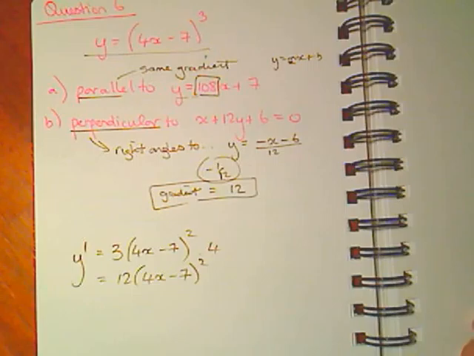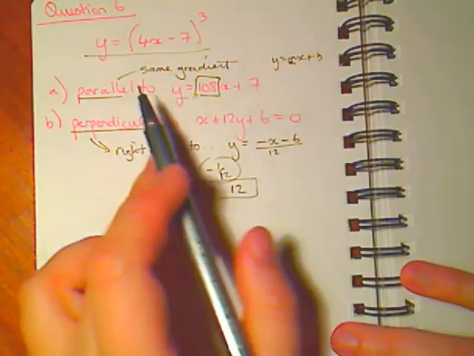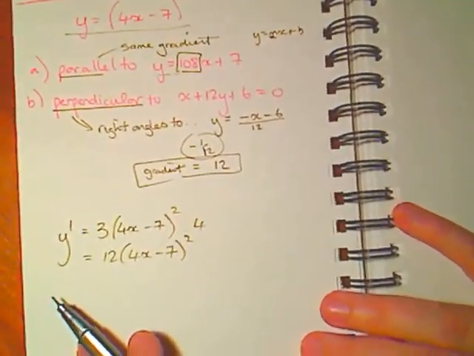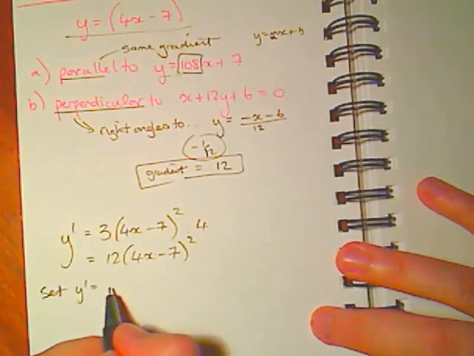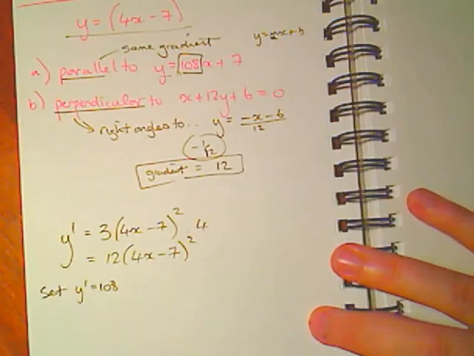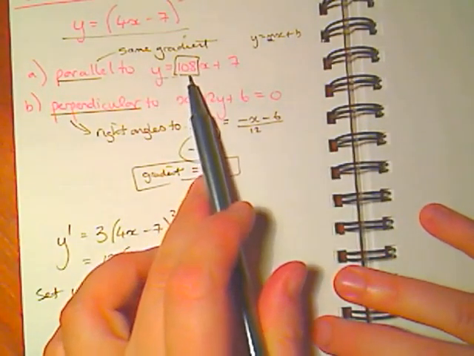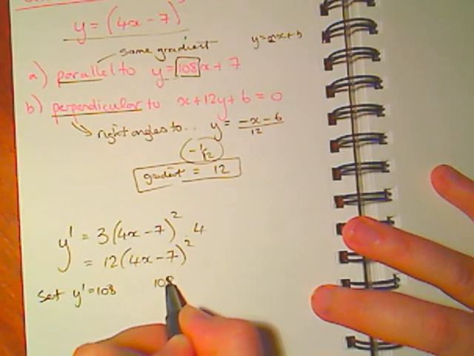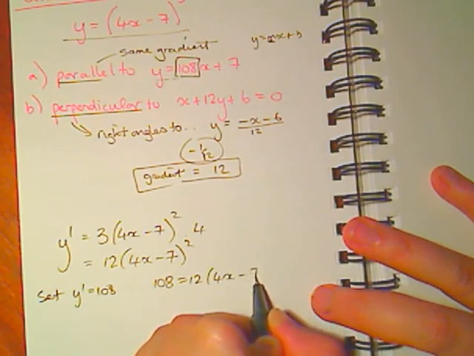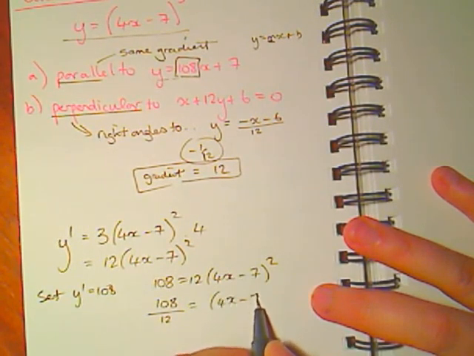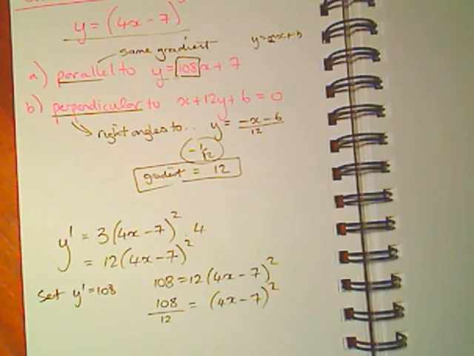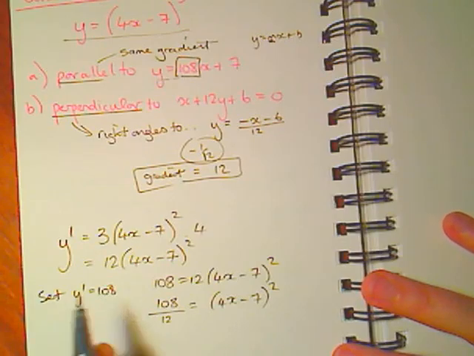Now I want to find the x-coordinates of any points where this happens. So the x-coordinates where this happens, we're going to set now the derivative to be, in our first case, 108. I'm going to find out where the gradient is 108, and then that is where it is parallel to this line. So I have 108 equals 12 times (4x minus 7) squared. So I divide by 12. So this will be 9.